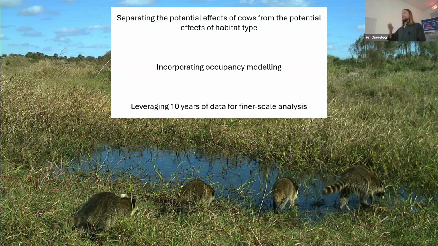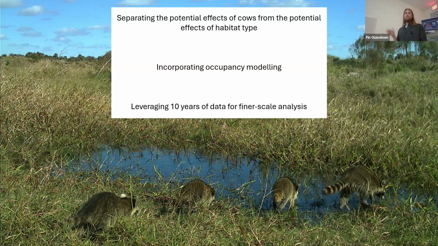With our camera trap data and complementary data sets from the ranch, we'll be able to say, okay, this improved pasture didn't have cattle for this time period, and now it does. Then we can account for seasonality and isolate what the effect of the cattle is on biodiversity. That's one of our next steps. We're also looking to incorporate occupancy modeling, which is another next step on the horizon.